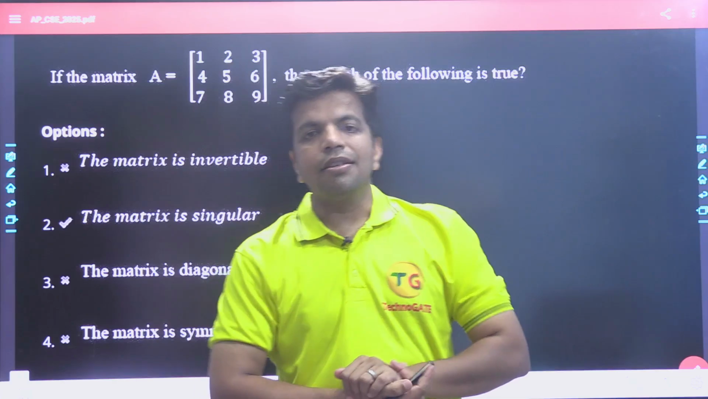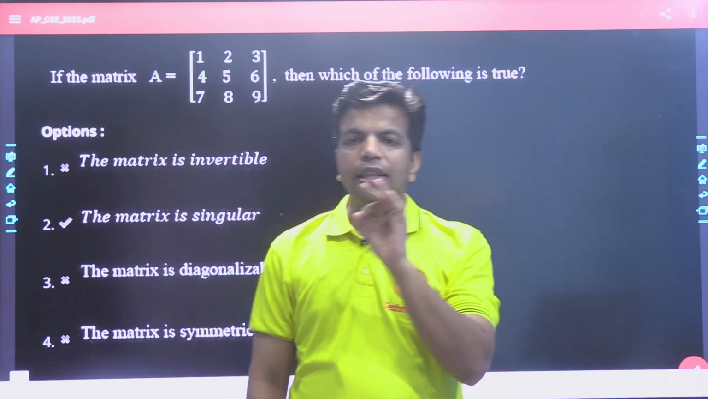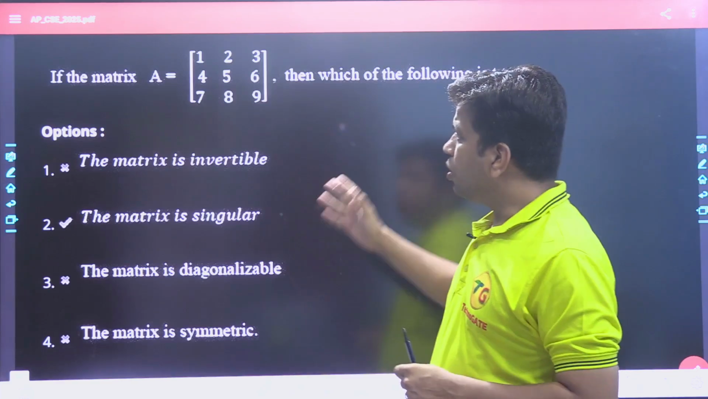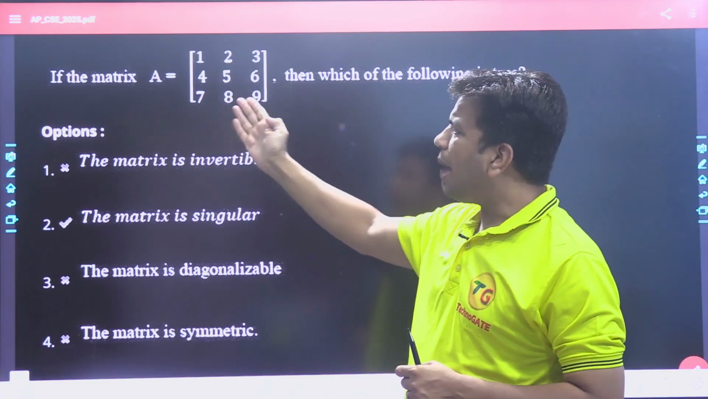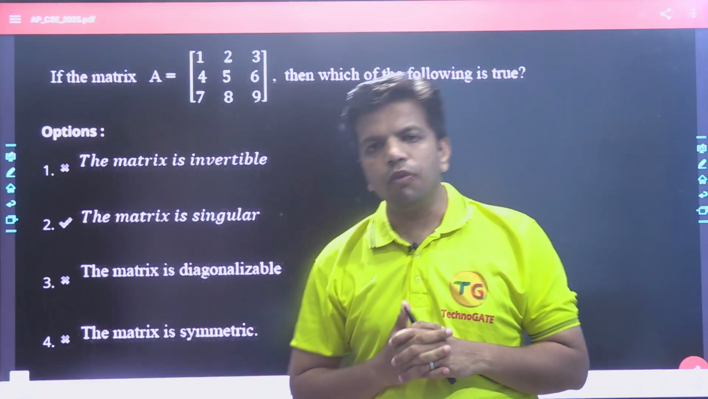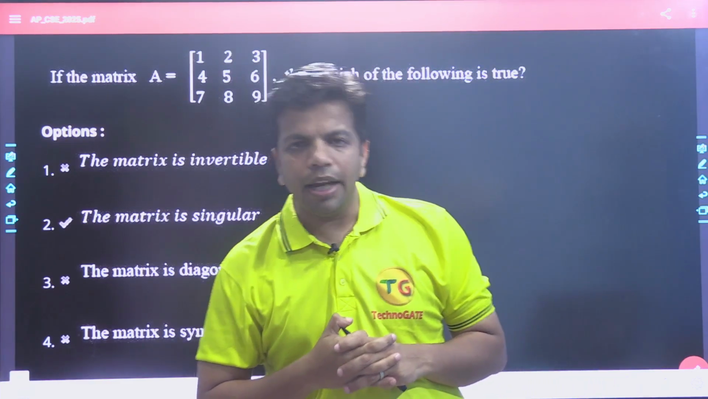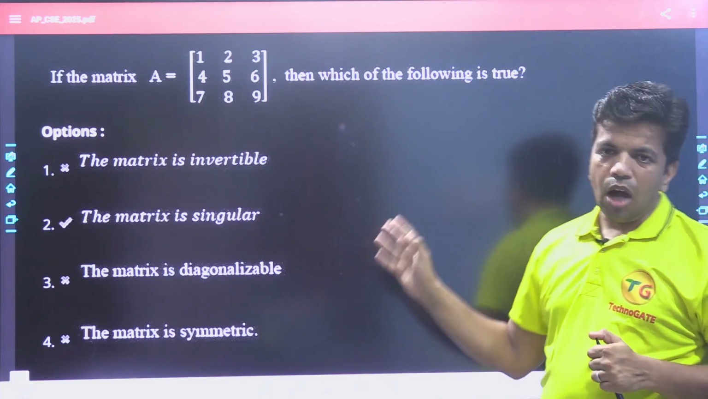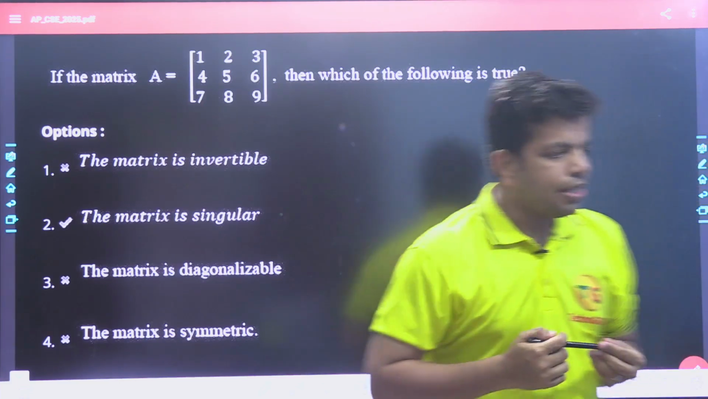So now we are going to discuss the mathematics questions of shift 1. You can see that if a matrix A consists of certain elements 1, 2, 3, 4, 5, 6, 7, 8 and 9, you need to identify which of the following statements is true. Out of these 4 statements, which statement is true?